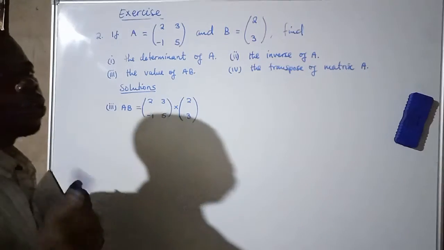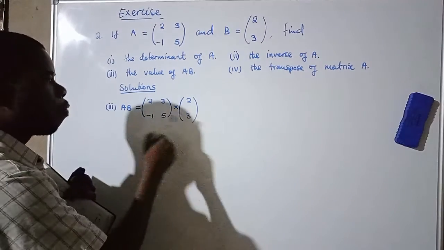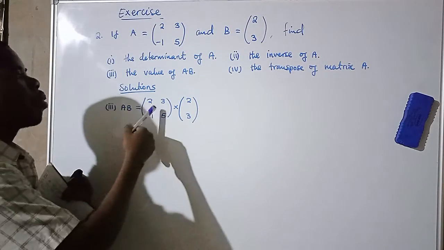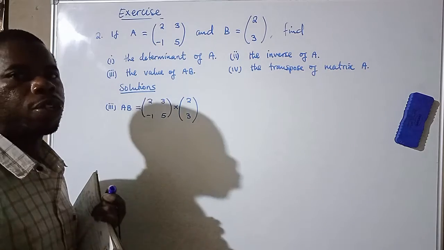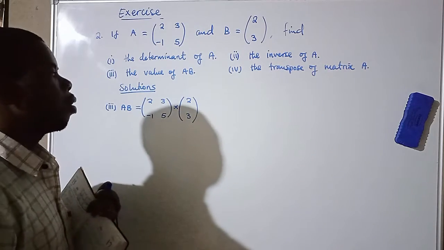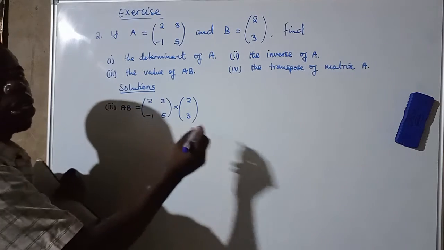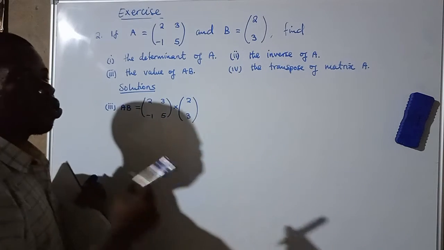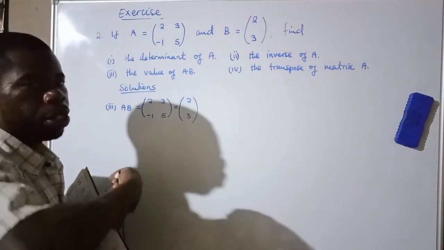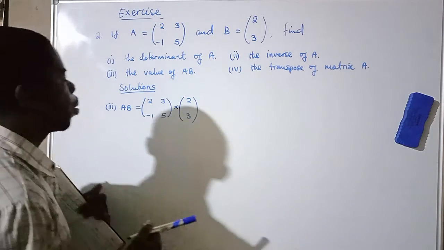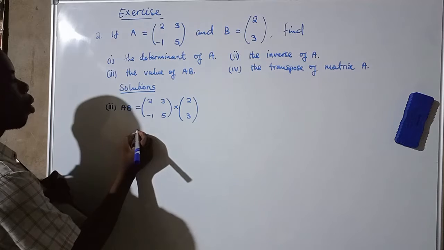Now remember, the rule is for two matrices to multiply each other, the number of columns in the first matrix must be equal to the number of rows in the second matrix. So here we have how many columns? 1, 2. How many rows here? 1, 2. So this has been satisfied. So that means these two matrices can multiply each other.